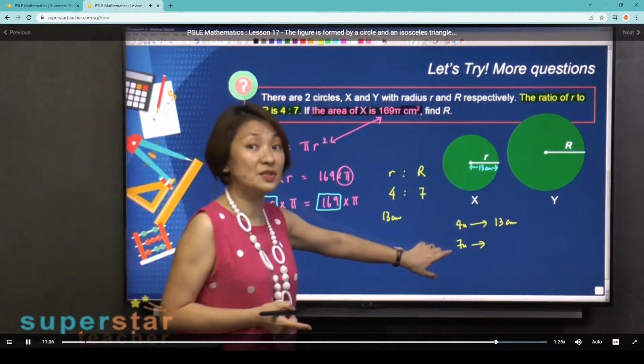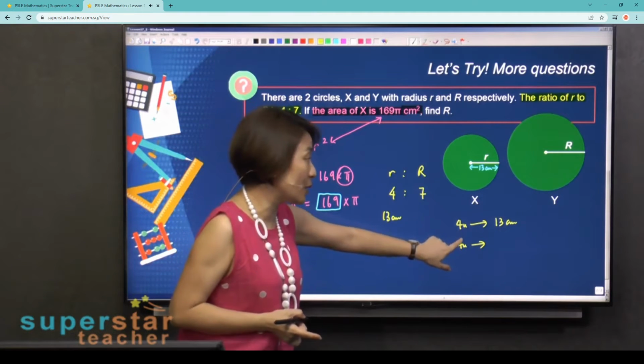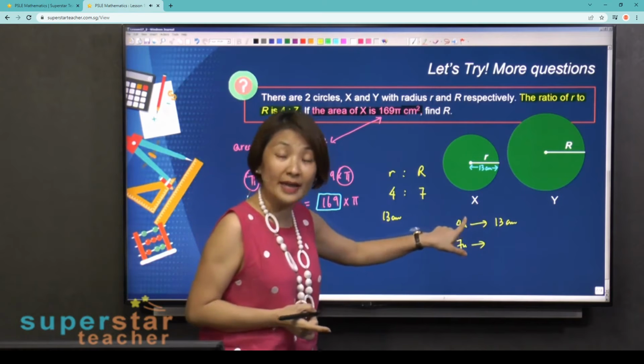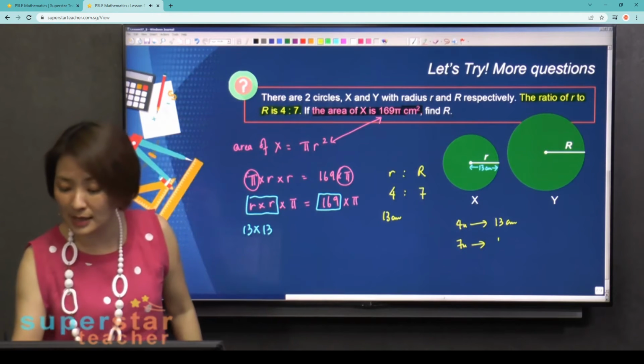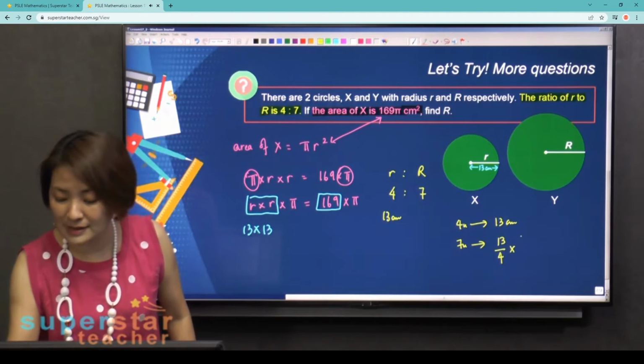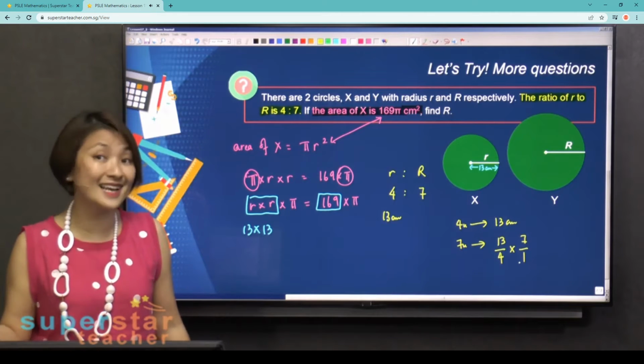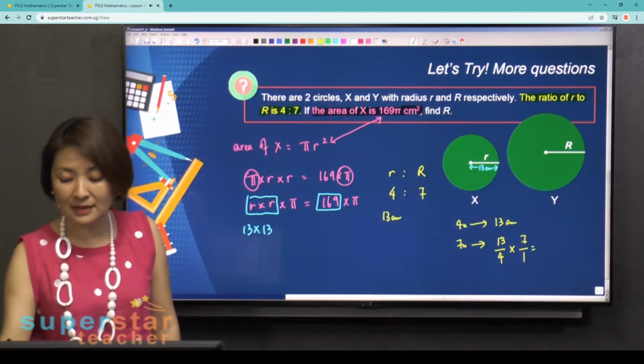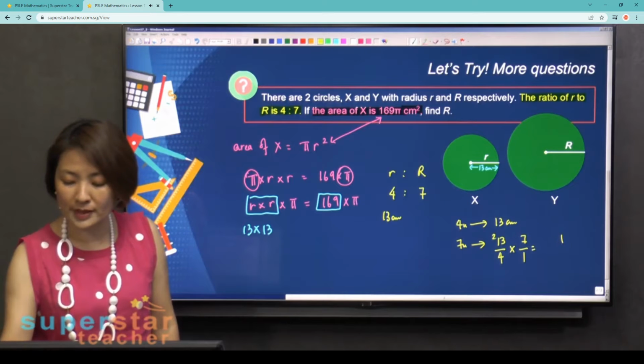This looks like an inverted 7, you know. Okay, your unit, right? So you find 1 unit, 13 divided by 4. And then you want 7 units, so you times 7. So 13 divided by 4 times 7. Okay, can't cancel anything, so you just have to multiply. 13 times 7 gives you 91 over 4.